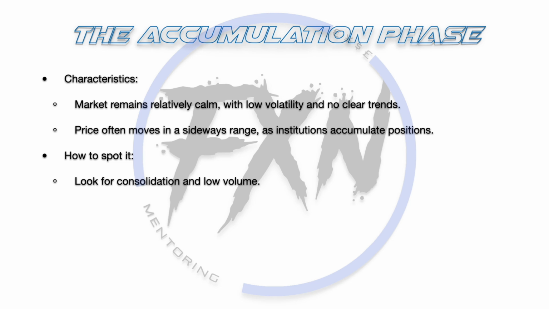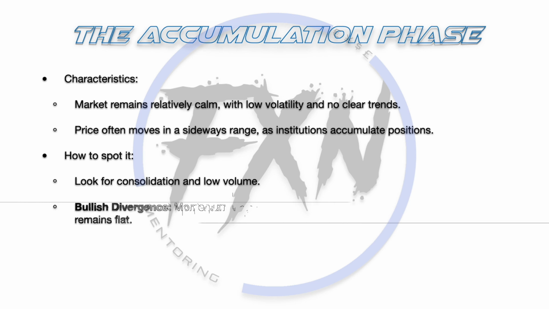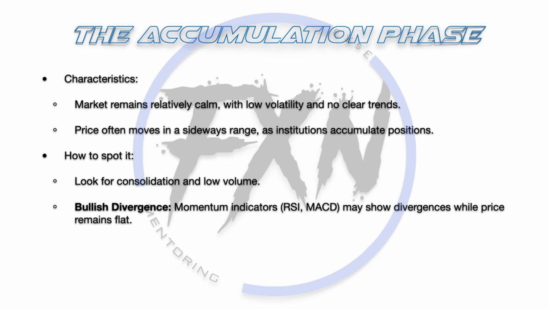So how to spot this, obviously, is look for consolidation and low volume. We're looking for bullish divergence, basically momentum. You can use RSI, MACD, stochastics. Most traders that use this strategy specifically, we're going to be using the Traders Dynamic Index, and you'll see it may show some divergences with price remaining flat.